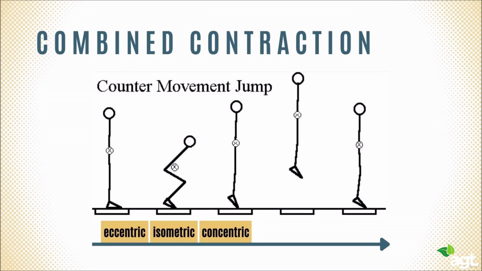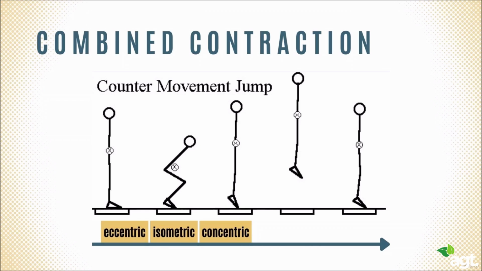In the first part of the counter movement jump, we're standing still and then dropping down into a squat position. So our muscles are lengthening, which is an eccentric contraction. In that squat position, we need to slow down and stop our eccentric forces and our body weight rapidly. So our muscles are working isometrically in this case. And from that squat position, we explode as fast as possible to jump as high as we can. So we have a concentric contraction there.